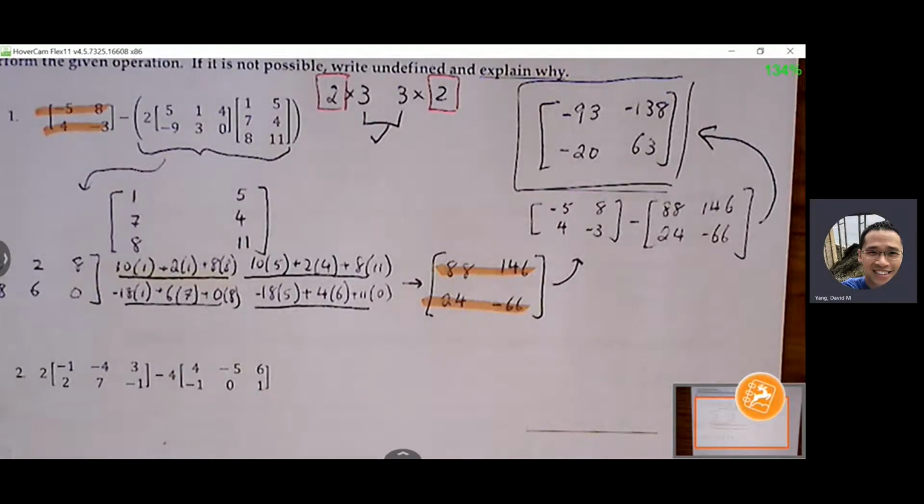Okay, take a look at number 2. Look at the dimensions. Are we able to subtract these two matrices together? Yes, right. These are both 2 by 3 matrices. You just have to resolve the 2, multiply the 2 through, and multiply the 4 through.